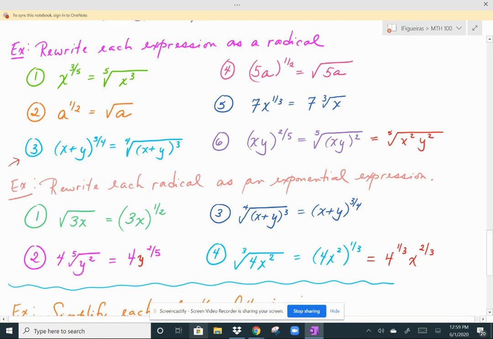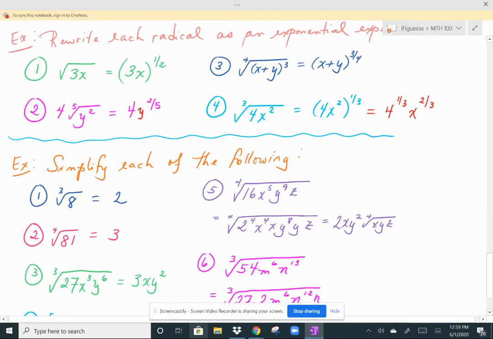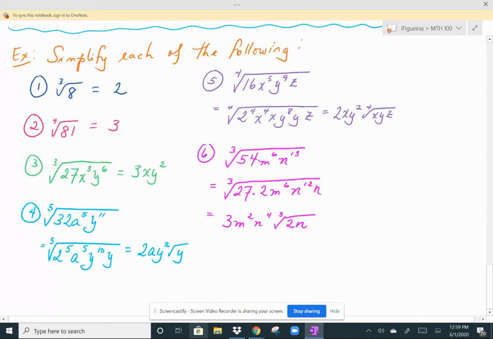Okay, let's move on. So now we're going to simplify radicals that are not square roots. So we need to remember what we know about radicals. You're looking for a perfect root. So whatever the root is, you're looking for a number that you multiply by itself the same number of times as the root. So in this case, I'm looking for a number that I multiply 3 times to get 8. Well, that would be 2. And that's because 2 times 2 times 2 is 8.